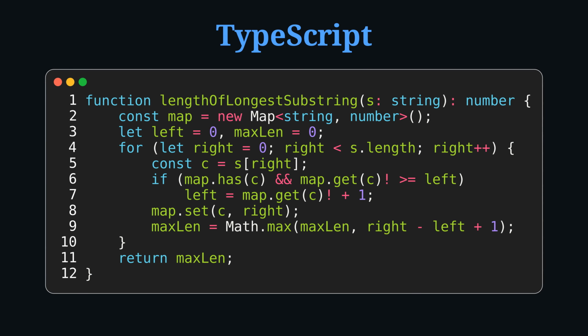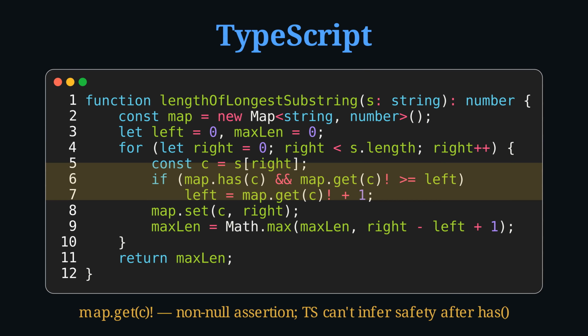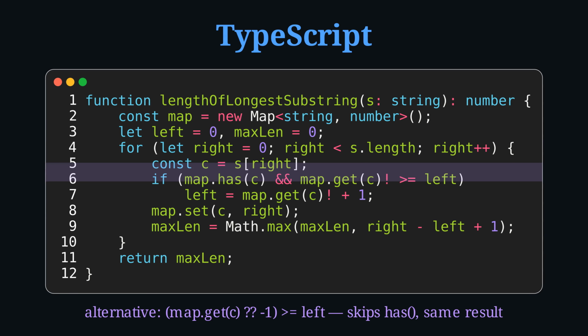TypeScript's Map is nearly a line-for-line translation. The notable difference is map.get(c)! with an exclamation mark, a non-null assertion. TypeScript knows we just called has, but it can't automatically infer that get is therefore safe. The exclamation mark tells the compiler, trust me here. An alternative is map.get(c) ?? -1 as a fallback. That skips the has check entirely and still handles the missing key case correctly.